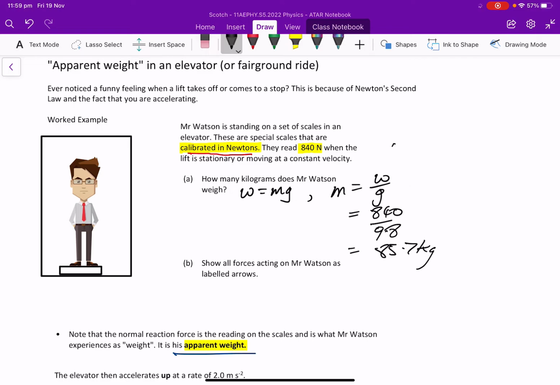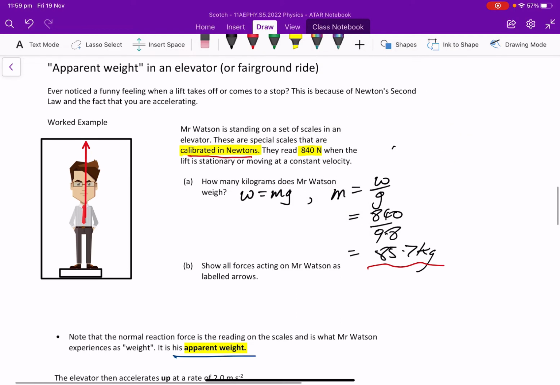All right, that's my mass in kilograms. Now, show all labelled forces acting on Mr. Watson as arrows. So what I've got acting up is the force from the scales, and if the scales weren't there, it would just be the force from the floor of the lift acting up. And I've, of course, also got my weight acting down. Now those vectors would be equal and opposite if there was no acceleration. For example, we're moving up at a constant velocity or stationary. All right, so we've done that.